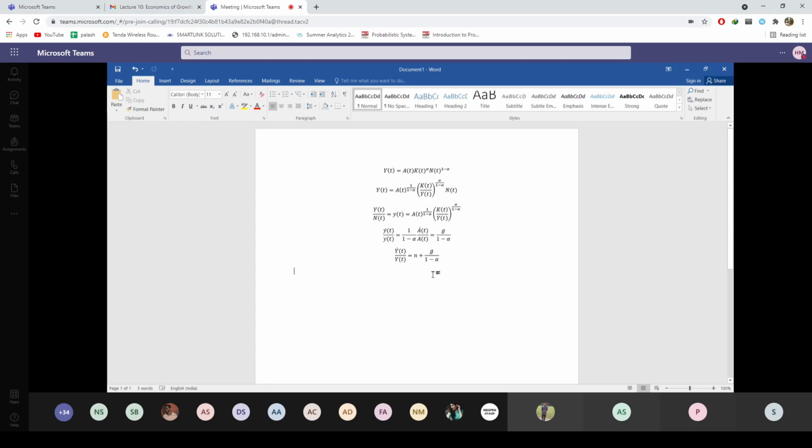You have to remember to identify the factor with which you have to divide both sides of this production function. Anybody would like to try? I cannot divide both sides by At and Nt. I have to divide by something else.